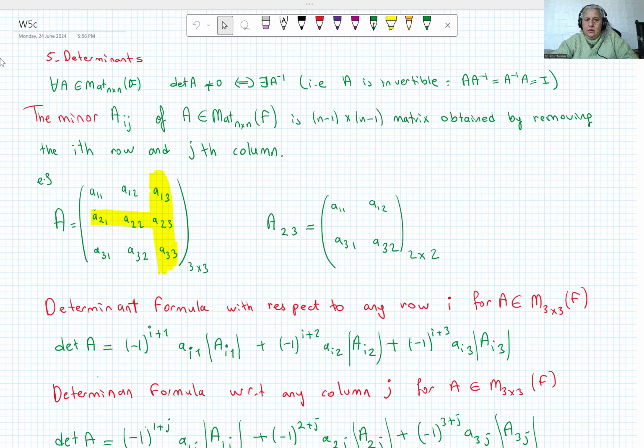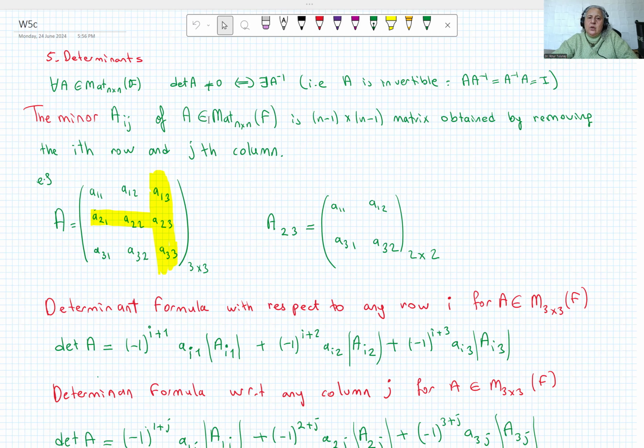Now, for every n by n square matrix A, the determinant is not equal to 0 if and only if there exists an A inverse. A inverse means A is an invertible matrix, where A times A inverse is equal to A inverse times A, which is equal to the identity. So this is just reminding ourselves of what we talked about before, which is why I am not looking at the details for this part.